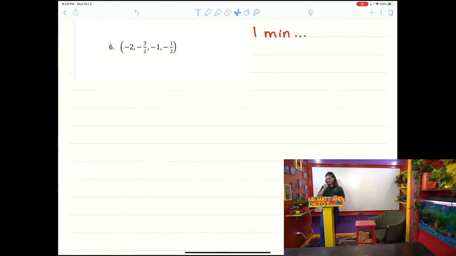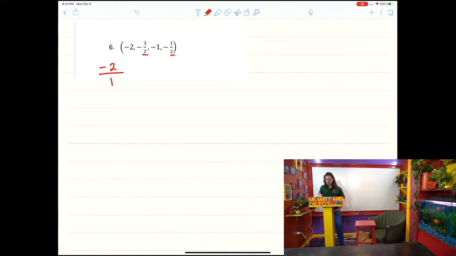Okay, so looking at these values, we have -2, -3/2, -1, and -1/2. Notice we have common denominators here for the first two, but we can go ahead and write the other two values with a denominator of 2. Notice we can write -2 as a fraction by just -2/1. You can write any value as a fraction by just putting it over 1. To go from a denominator of 1 to a denominator of 2, I need to multiply by 2. So if I do it to the denominator, I have to multiply the numerator by the same value.